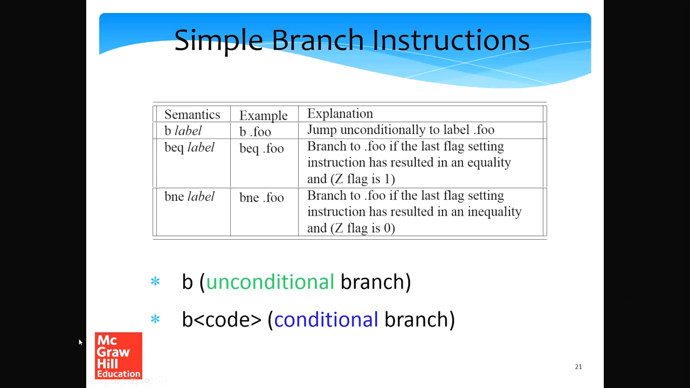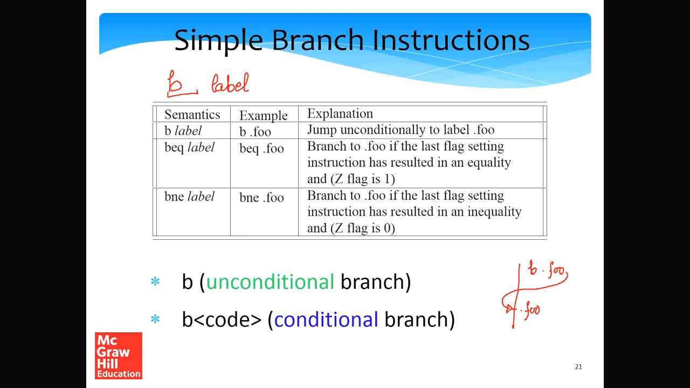Similar to simple RISC, the format of every branch statement is the same, which is essentially a branch instruction and a label. So we branch to the label, we jump to the label, and the label is the first instruction at the branch target. So let's say if this is a program, and there is a certain label .foo over here, and we branch to .foo. What this means is that the control gets transferred from here to here.